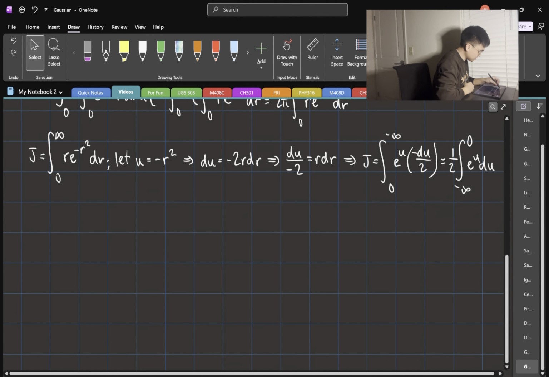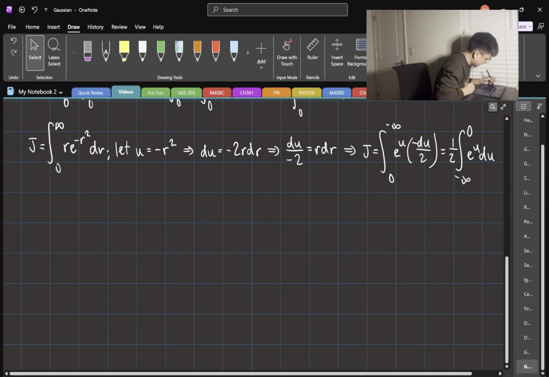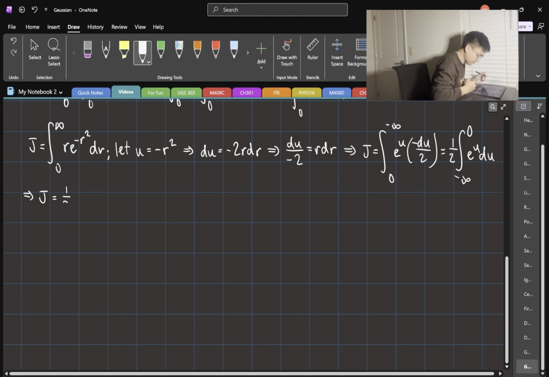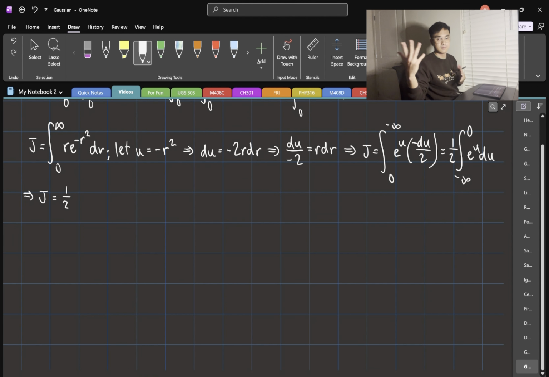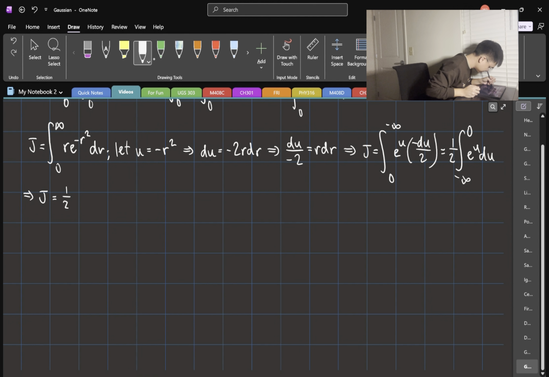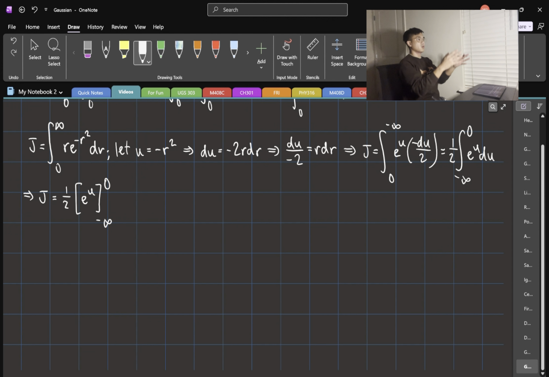Everyone's favorite function to differentiate, integrate, because it stays exactly the same. So integral of e to the u is just e to the u, evaluated from negative infinity to 0. Okay, when u is 0, e is going to become 1.